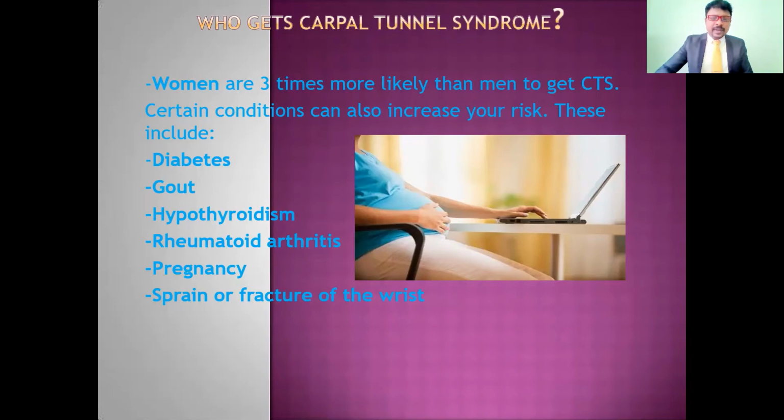Another causative factor is pregnancy. Because of physiological changes, women may gain 11 to 13 kg of body weight during pregnancy. Because of this weight gain, they may get edema in the wrist joint.